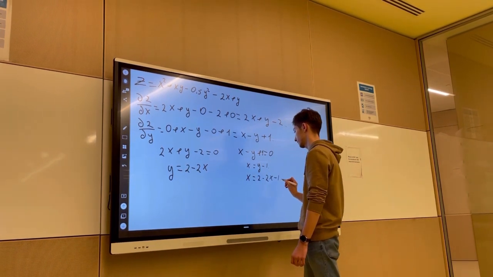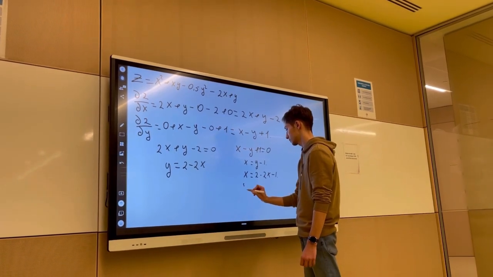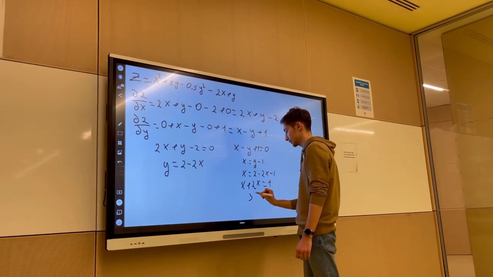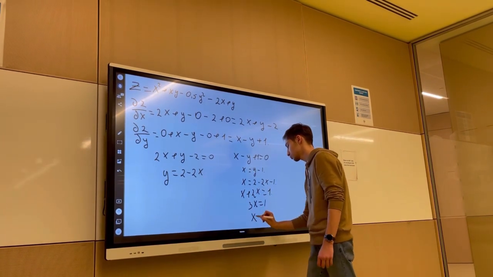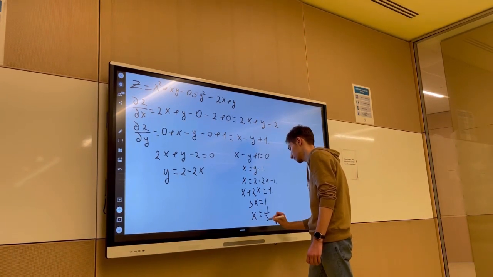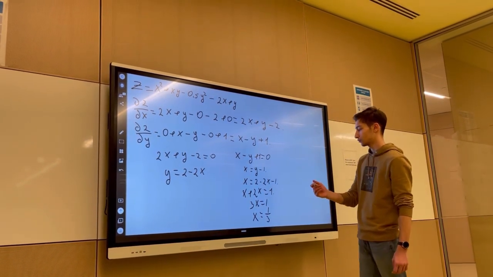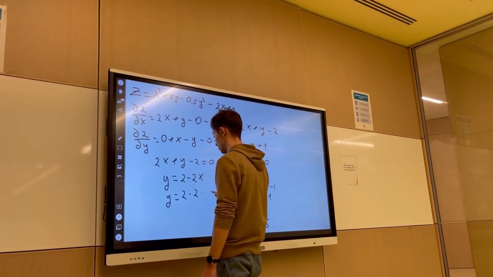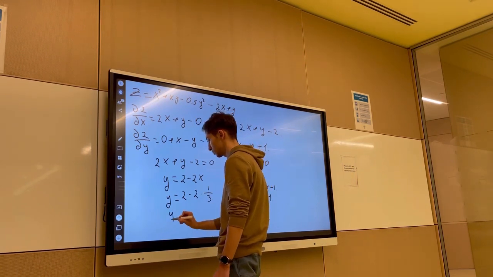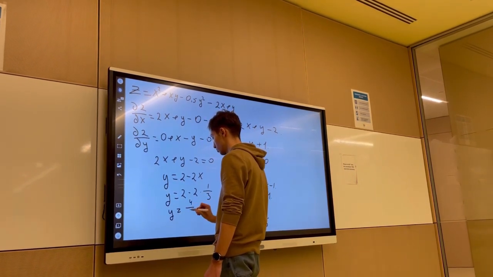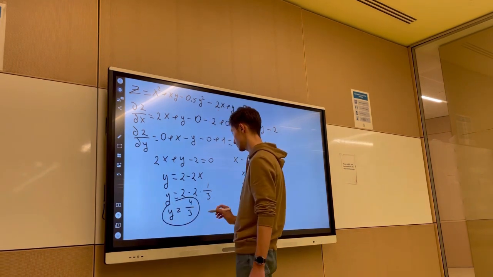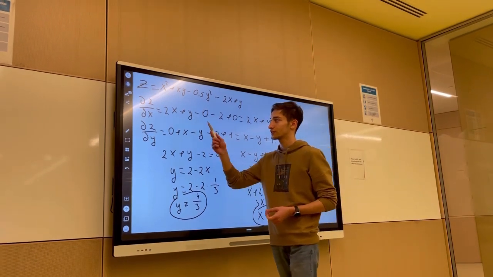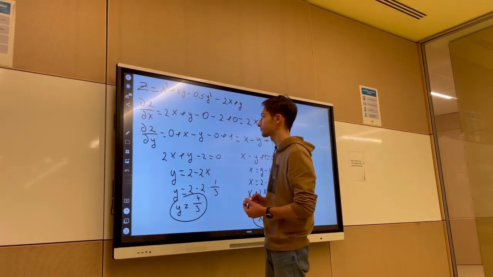If we change the y with the expression here, we will get x is equal to 2 minus 2x minus 1. And it will give us x plus 2x equals to 1. 3x will be 1 and x will be 1 over 3. And from here we can find y also. Y will be 2 minus 2 multiplied by 1 over 3, and it will give us 4 over 3. So guys, we found our points.